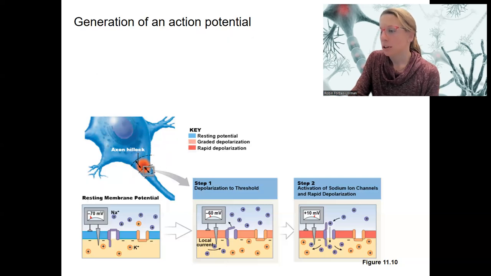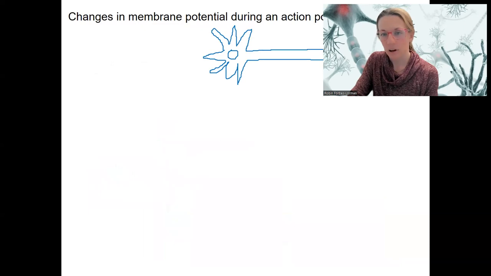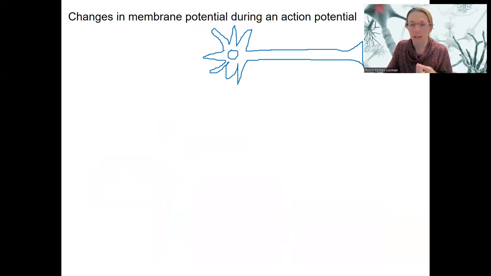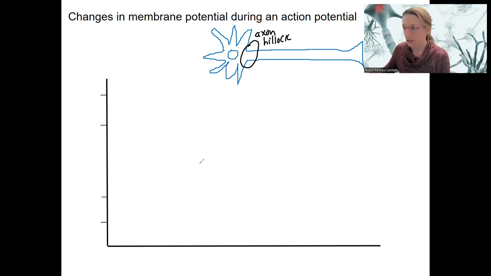So I want to draw this out on a graph. So here is a neuron. We're going to be focusing in at one little area, again, the axon hillock. And when we draw these changes in membrane potential, we're going to be just looking at this one piece. We're not looking across an axon. We'll get to that later, how we get action potentials to travel down the axon. I'm going to draw you a graph of membrane potential in millivolts over time in milliseconds. So this is at one little spot here.